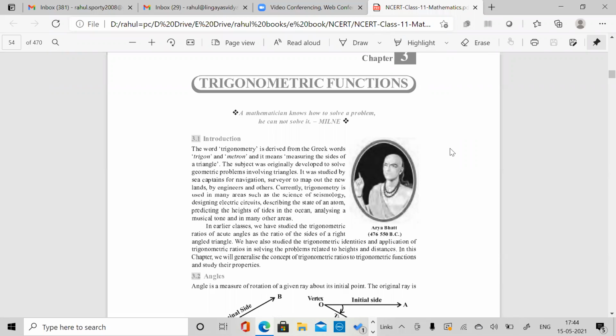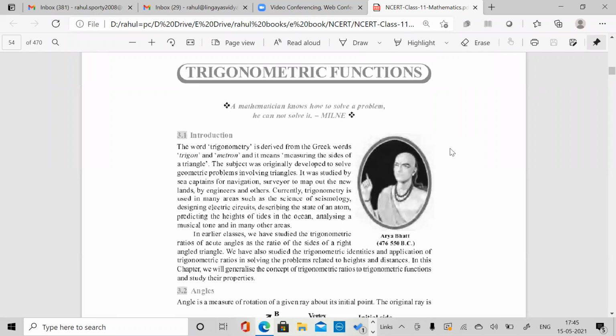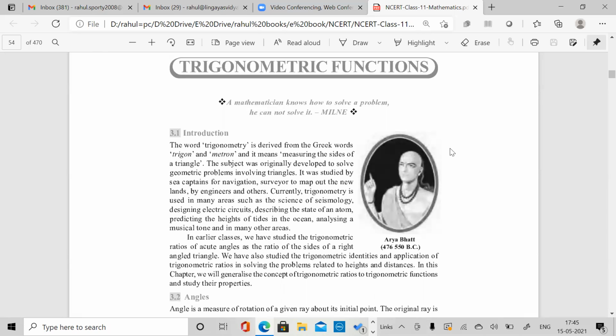Okay, students, today we will discuss trigonometric functions. So basically, my motive for you is that you have to learn how to study by yourself. It means I will teach you how to talk with the book. Basically, everything is in the book and you can study it yourself.